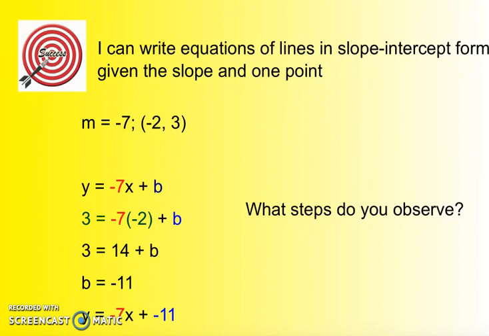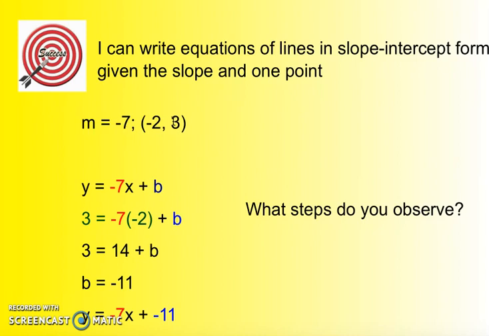Okay, so let's make some observations. What steps do you notice? Well, I notice that up here, I am given slope, because remember M stands for slope, and then I am given an ordered pair, and that is a point on a coordinate grid.